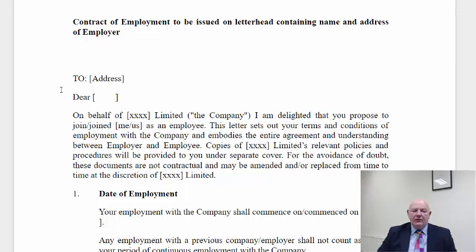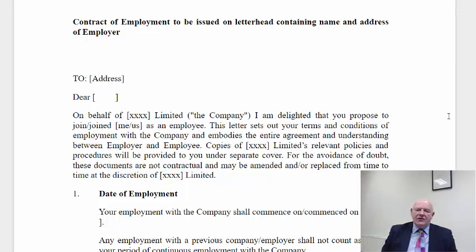At the outset then, you're going to address your letter, your terms and conditions letter, to the employee, and you're going to send it out in duplicate once you're satisfied with it. And the employee is going to sign 2 copies, and you're going to take 1 copy back, and then both of you have a signed copy of the contract of employment.